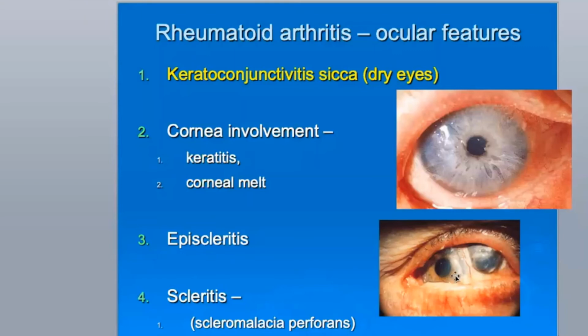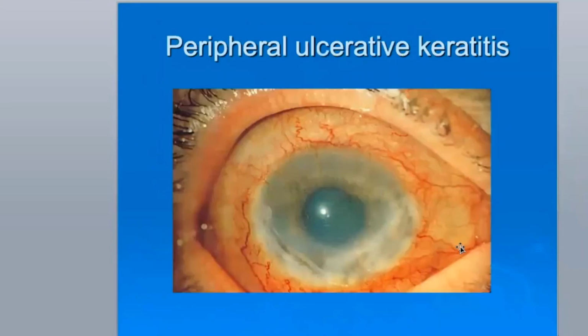Alright, so that is when you don't want this to happen, because eventually it will perforate. So we don't want that to happen. Yeah. So rheumatoid arthritis can get thinning of the cornea and also thinning of the sclera.